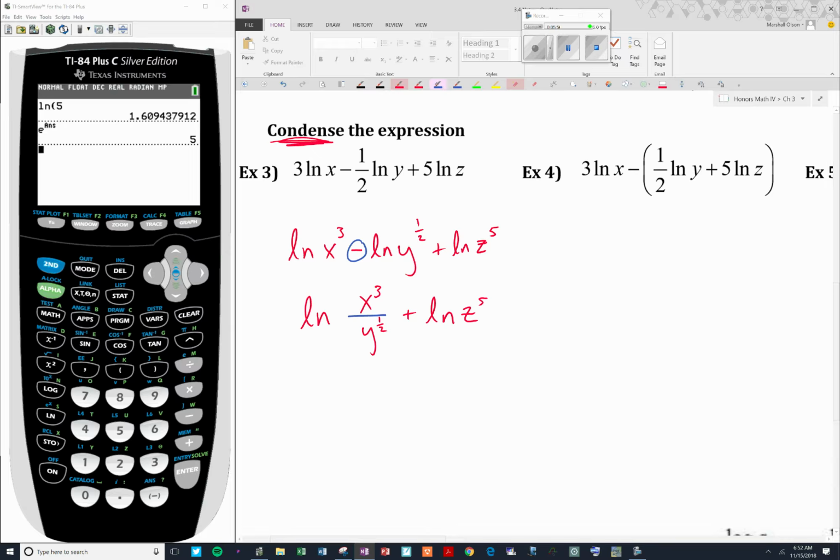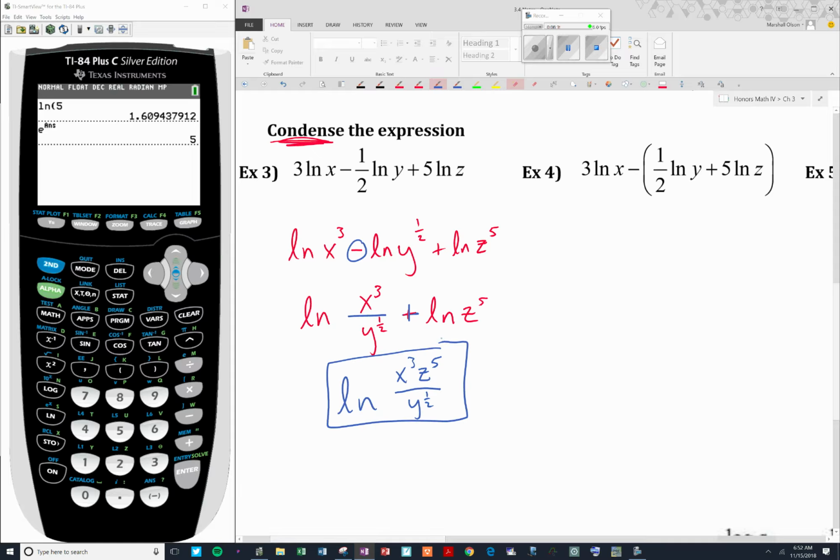Okay, now this is going to become multiplication within. So this is going to become 1 logarithm now, 1 natural log, and I'm going to have y cubed over y to the 1/5 times z to the 5th. So what I can do is just put that z to the 5th up in the numerator with my x cubed. And we have 1 logarithm.